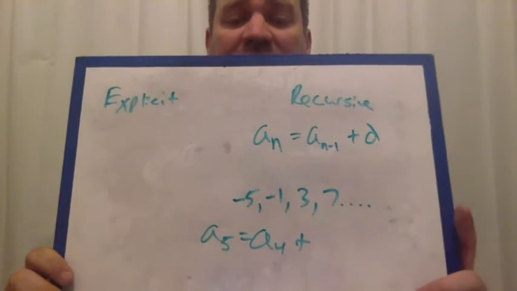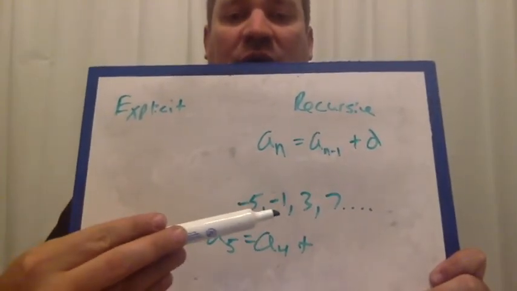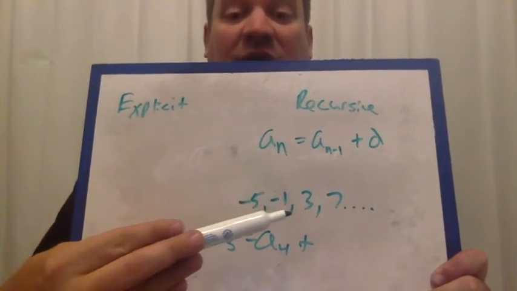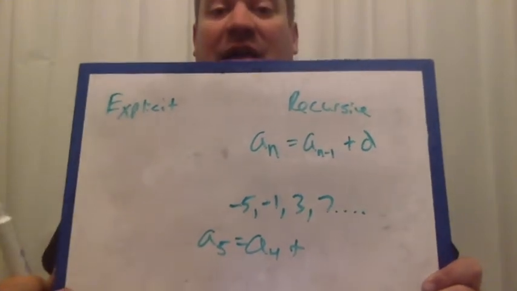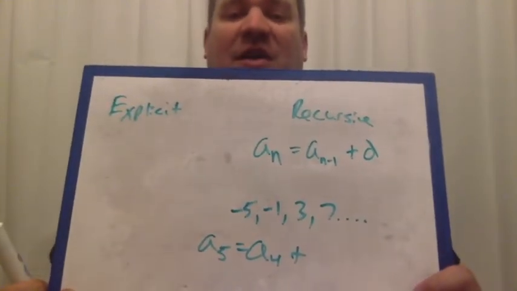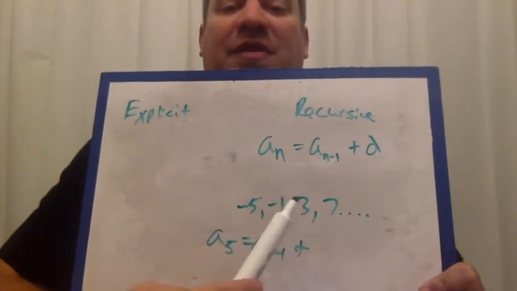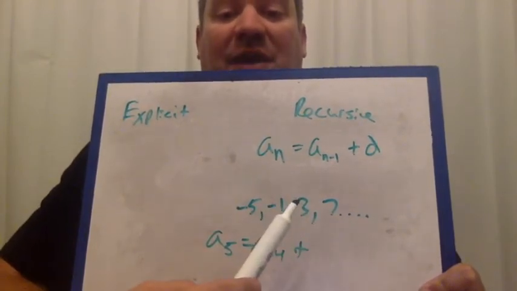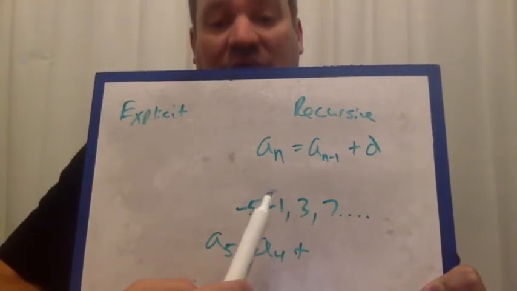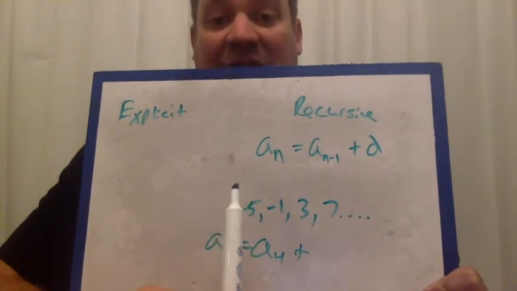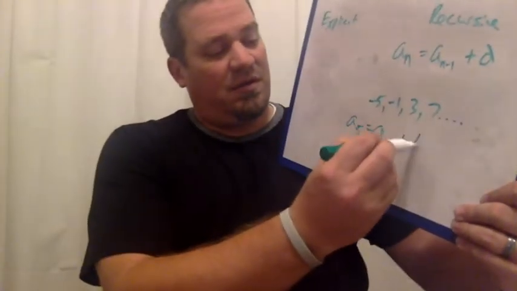Well, what's my common difference? Well, what number is being added to -5 to get -1? Or is being added to -1 to get 3? Or added to 3 to get 7? Now remember, we talked about this Friday, it's called the common difference because I can always find that by subtracting a later term by the term in front of it. So 7 minus 3 is 4. 3 minus a -1 is 4. -1 minus a -5 is also 4. So my common difference in this case is 4.